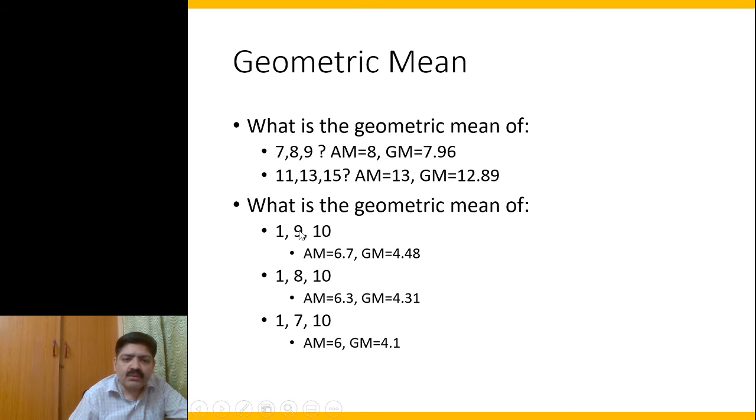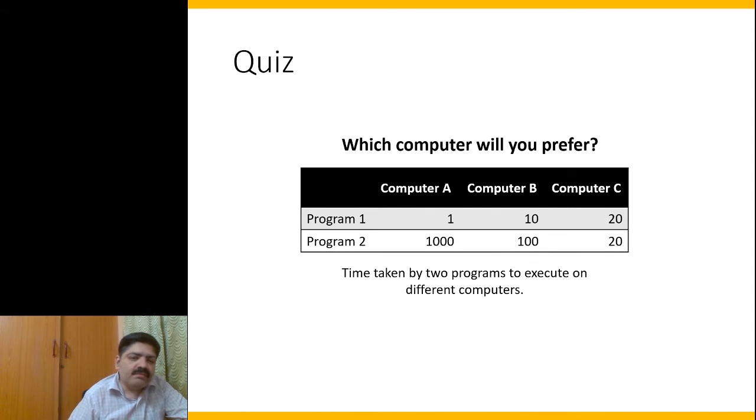Now let's see what happens when we have numbers distributed on one side. So in this case, I have 1, 9 and 10, and the geometric mean tends to be far more conservative than the arithmetic mean, which is 4.48 for geometric mean and 6.7 for arithmetic mean. So you can notice that the geometric mean becomes more and more conservative as I tend towards a skewed distribution. Usually we use geometric mean in these kinds of contexts where we require some kind of normalization.